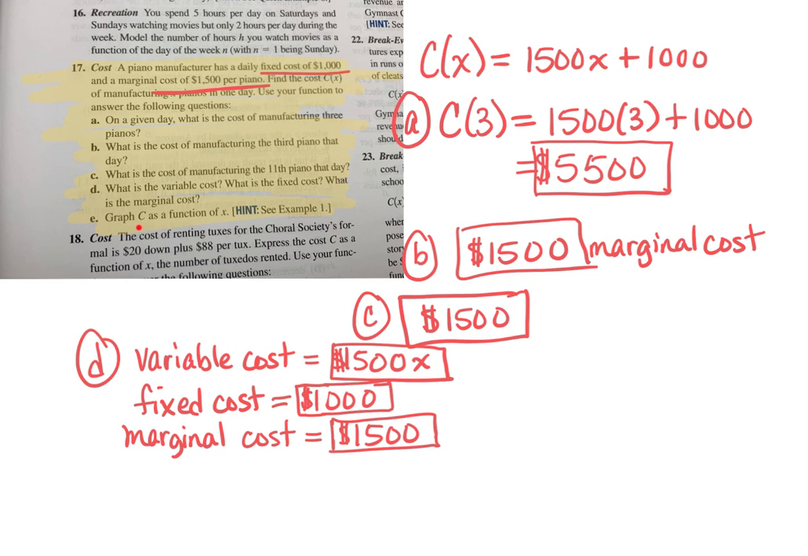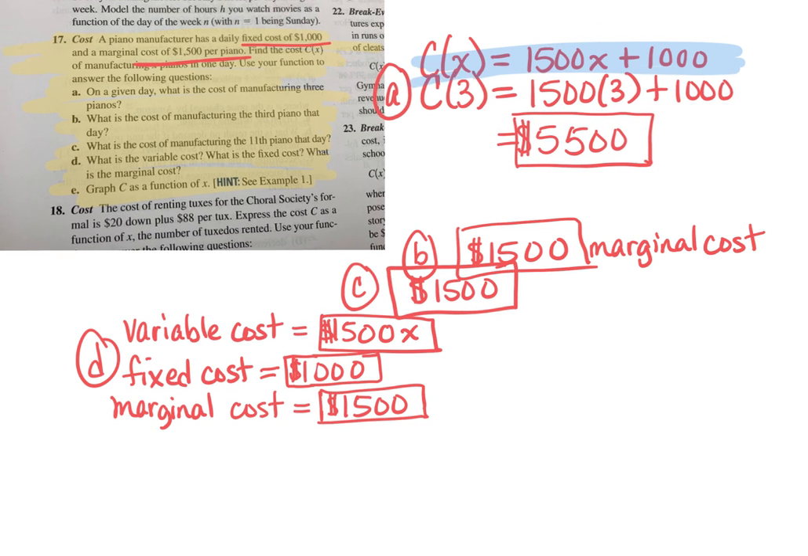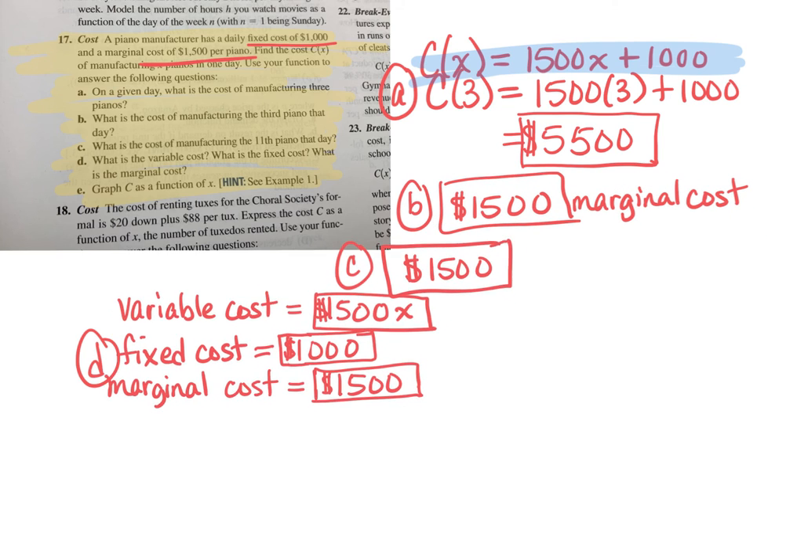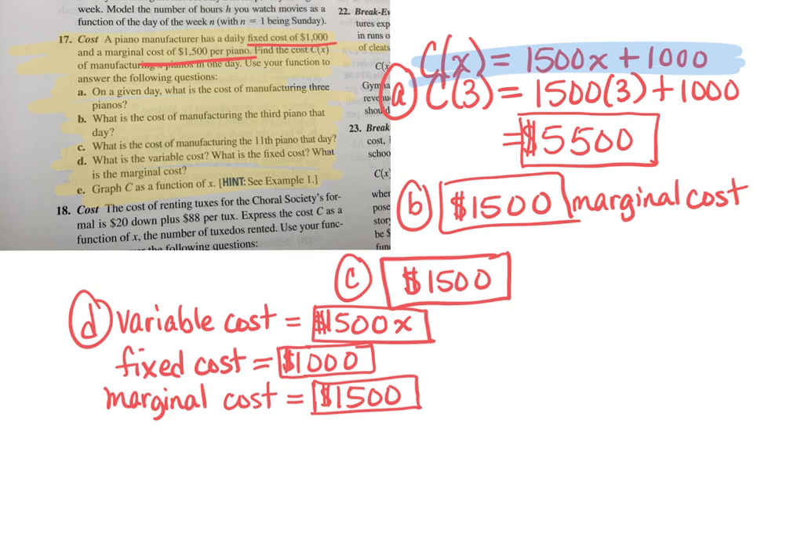E says graph C as a function of X. So in other words, we need to graph this function. So E, we are graphing C of X. So we want to graph this function, 1,500X plus 1,000.